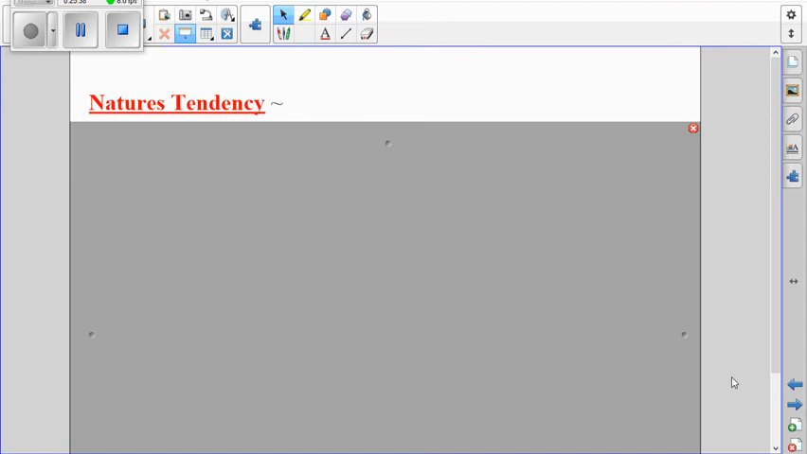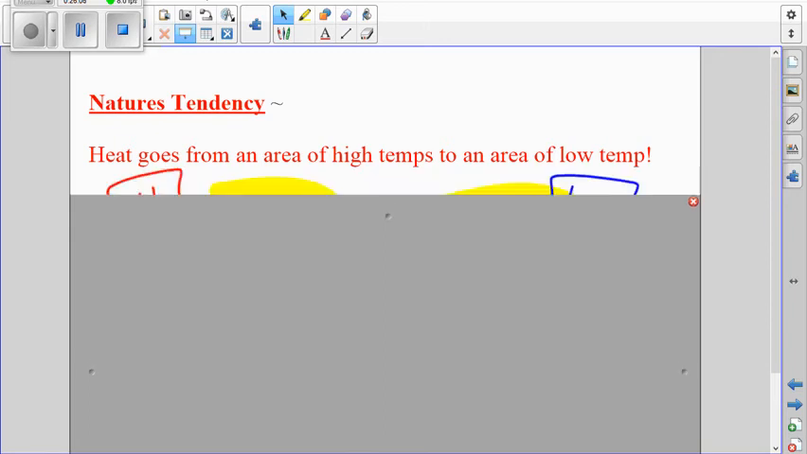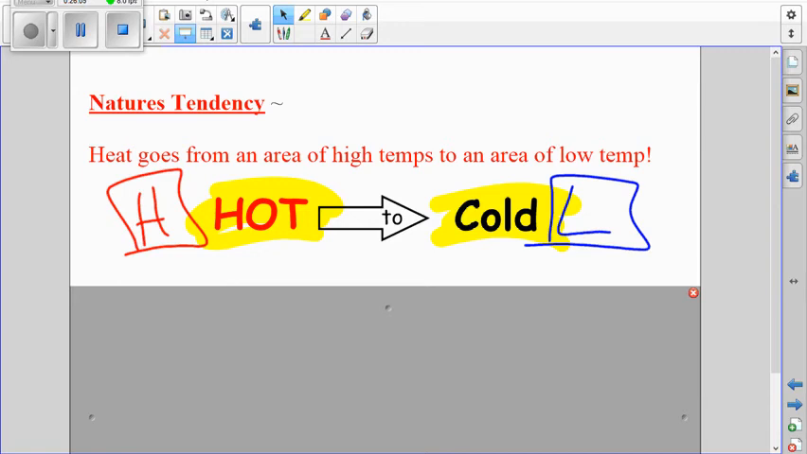Now let's talk about nature's tendency. Heat goes from an area of high temps to an area of low temp. Or you could say an area of high average kinetic energy to an area of low average kinetic energy. Here's what I'm really trying to say, people. If you want to just draw this in a more simple fashion, H for high temp. It goes from hot to cold, quote unquote. Or what I would really prefer you to do is put an L for low temp.